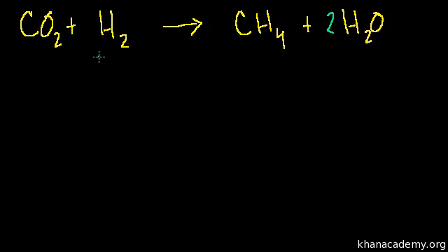For the hydrogen, I have 2 here, and I have 4 plus 4 there. I have 4 hydrogens in the methane and 4 hydrogens in the water. So I need 8 hydrogens on the left-hand side, so I just put a 4 there. And we're all done balancing. Anyway, hopefully you found that useful.